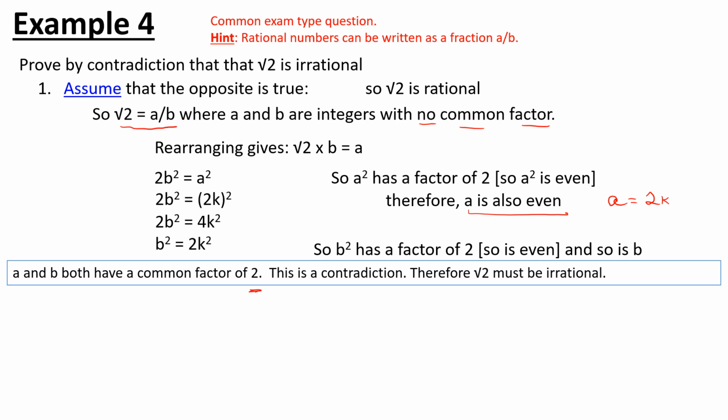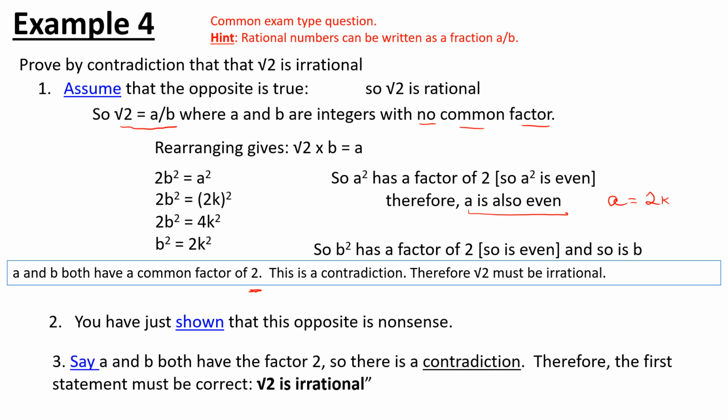So our assumption must have been nonsense. So therefore the original statement must have been true. So we've shown that the opposite statement is nonsense. So we can write our conclusion, something along these lines. a and b both have a common factor of 2. This is a contradiction. So therefore the first statement must have been correct. So root 2 is in fact irrational.